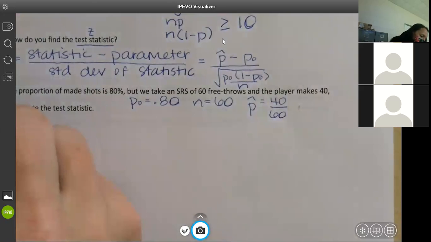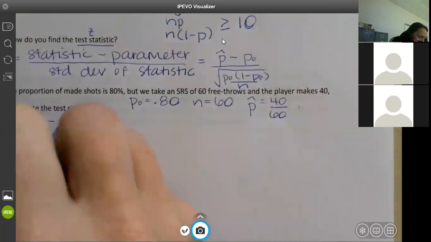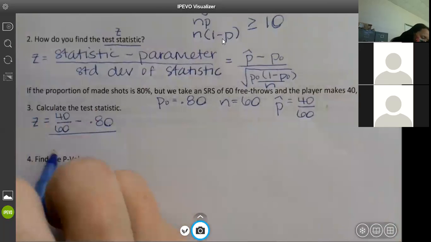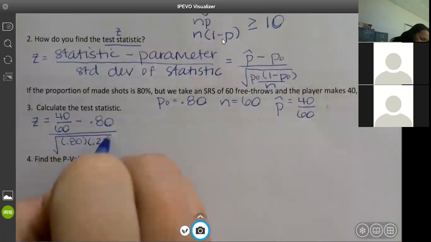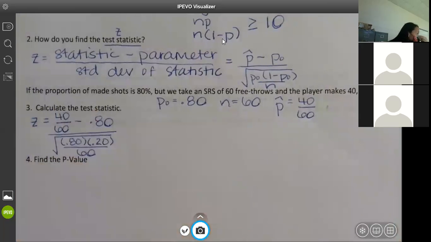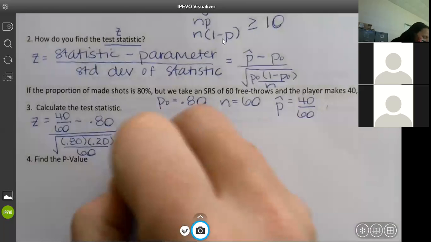So to calculate the test statistic, I have P hat, or 40 over 60, minus P sub 0, over the square root of P sub 0 (1 minus P sub 0) over N. I suggest that you're writing all this down and you can use it over the next 2 days. I can't stop you from using it, since I'm not with you in your rooms. This will give you a Z of negative 2.58.